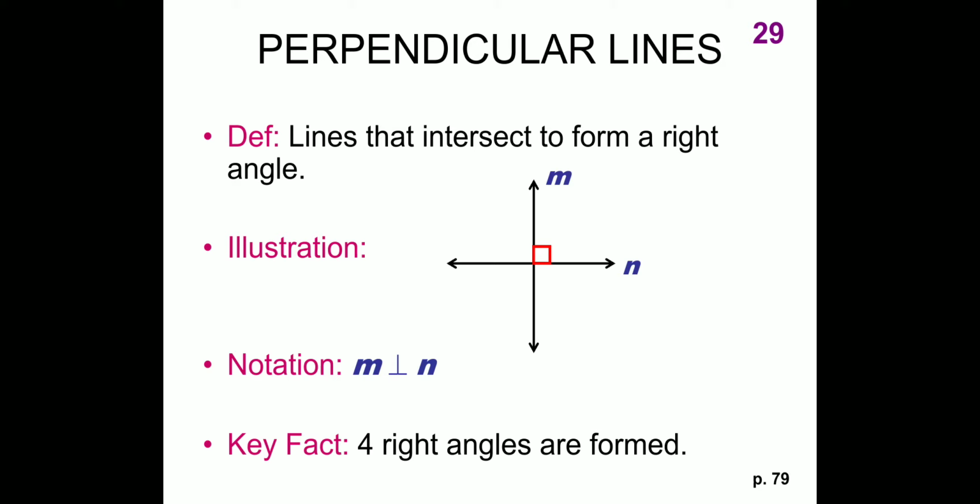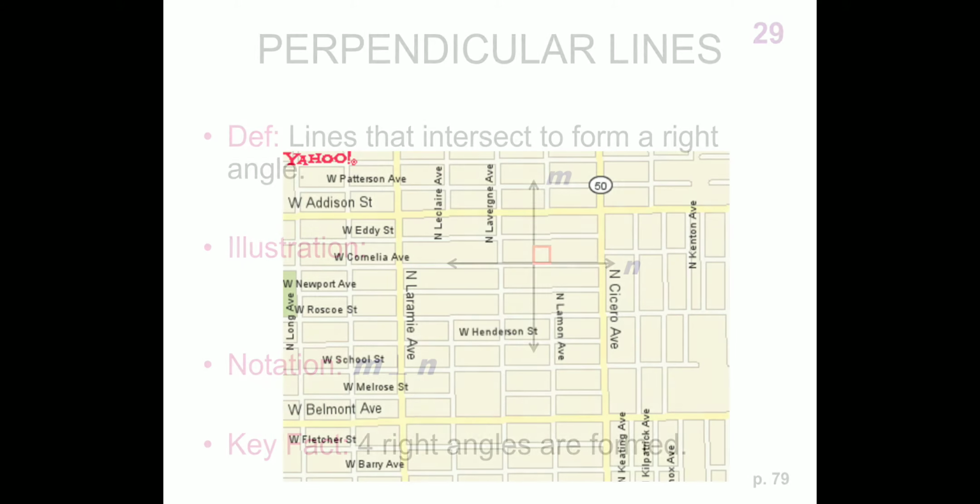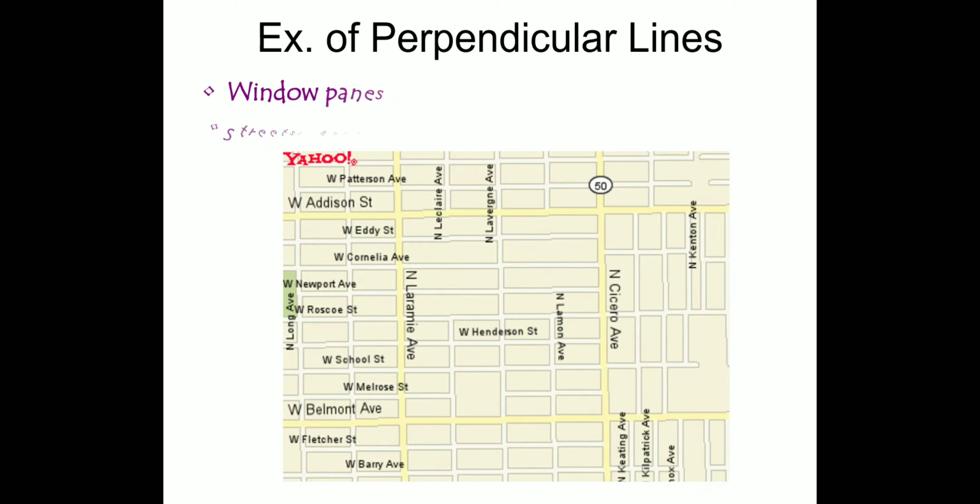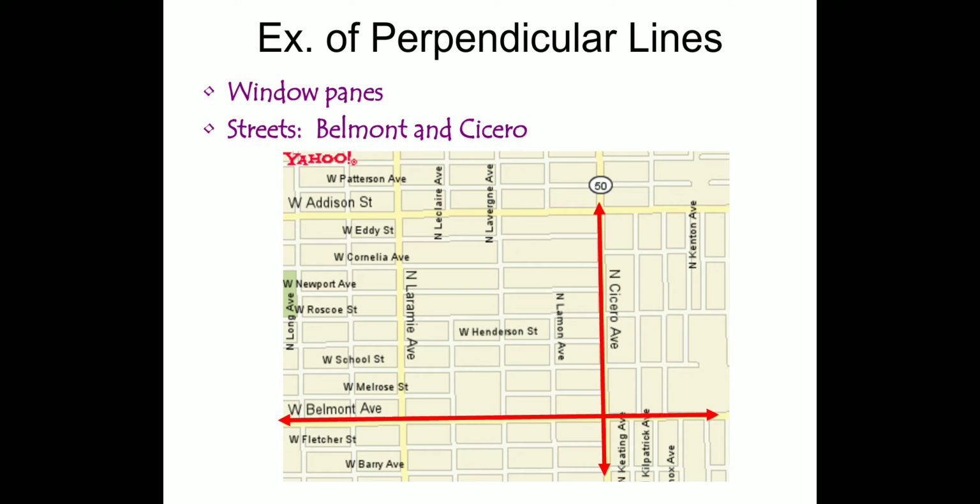The key fact is that four angles are formed. Here in this figure you can see that from all sides it forms a right angle, which is 90 degrees. Now let us see examples of perpendicular lines. One is window panes, and again we can see the streets of Belmont and Cicero. You can see these two streets are intersecting and forming a 90-degree or right angle. That's why it is perpendicular. So this was our perpendicular lines.